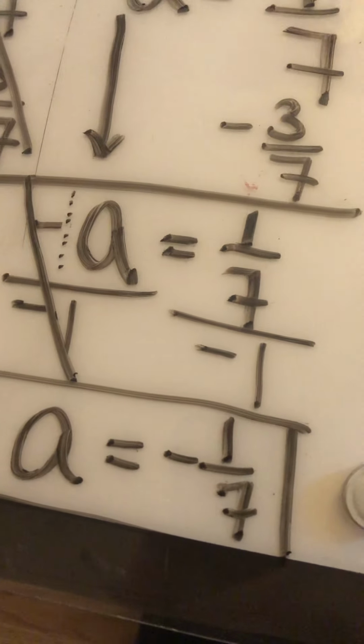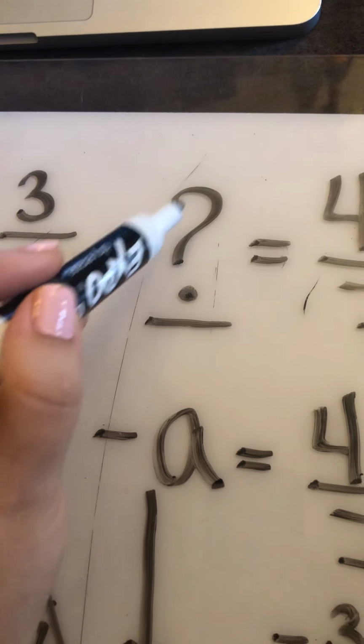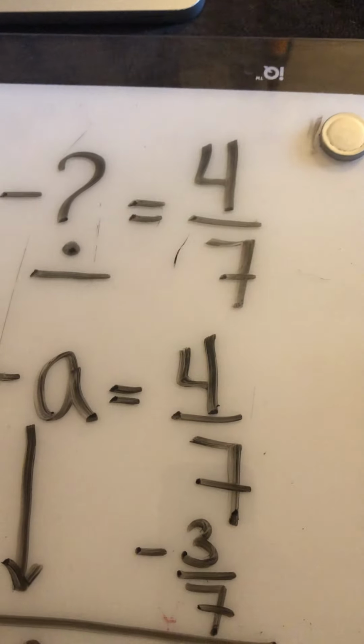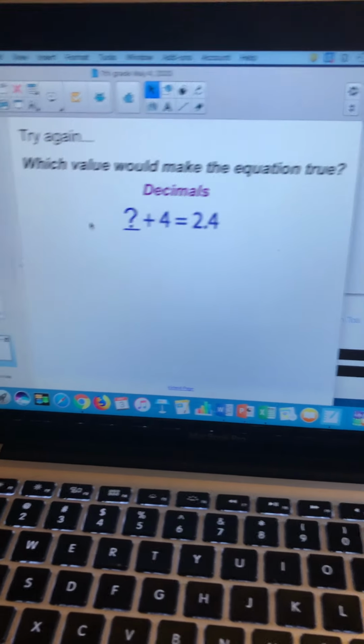And then what we could do to check is take -1/7 and plug it in here. We could do 3/7 minus -1/7 and see if it gives us 4/7. And it will, okay? So there's another equation on there for you to do as well. The work follows. Then we go into decimals.